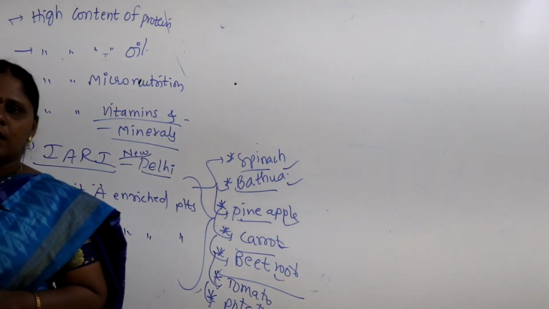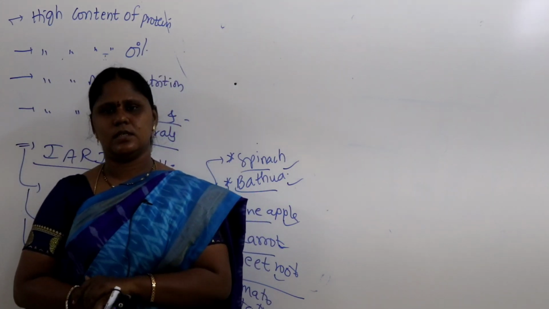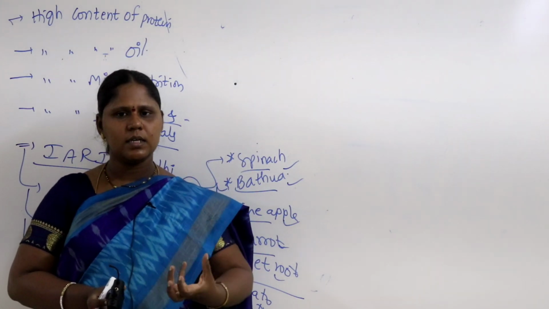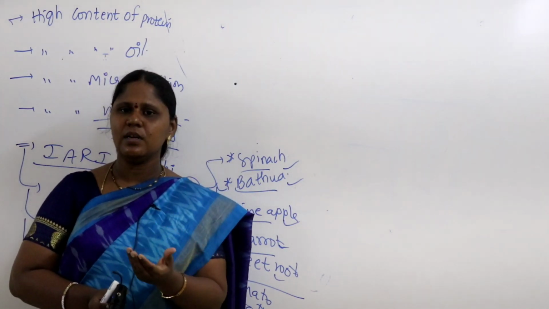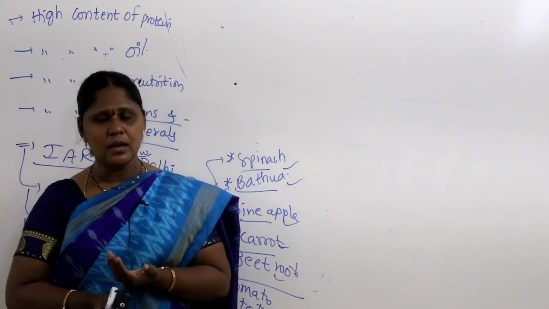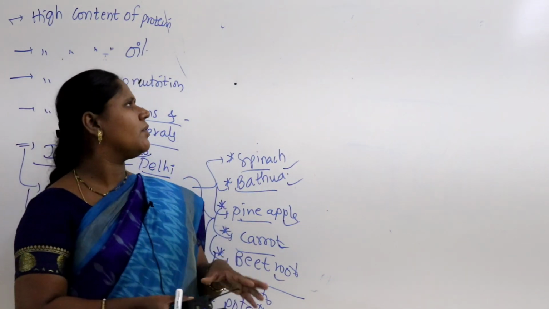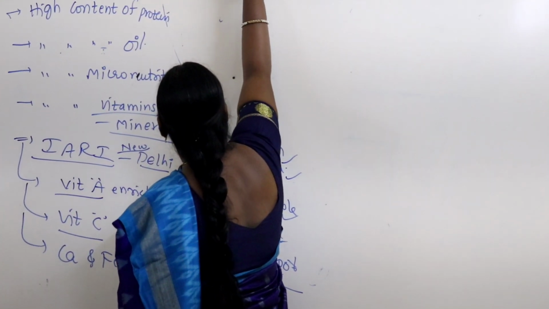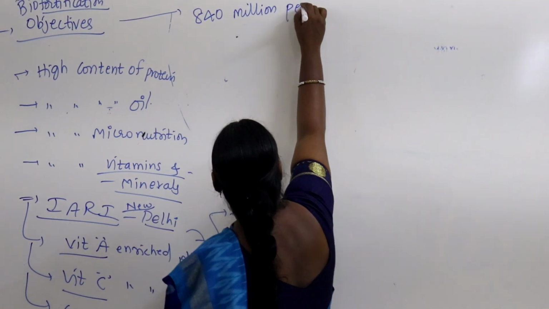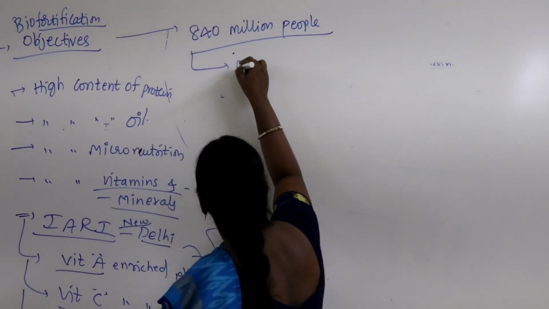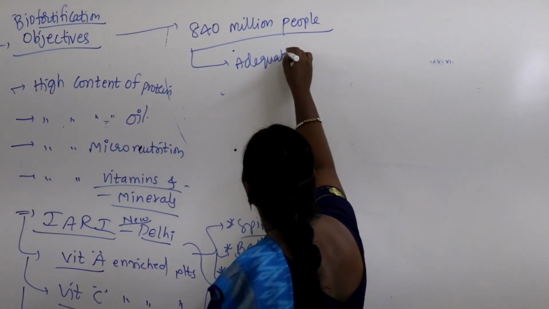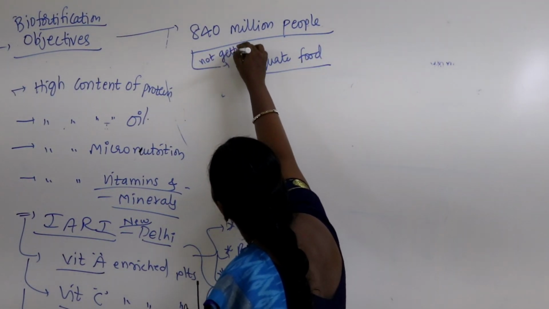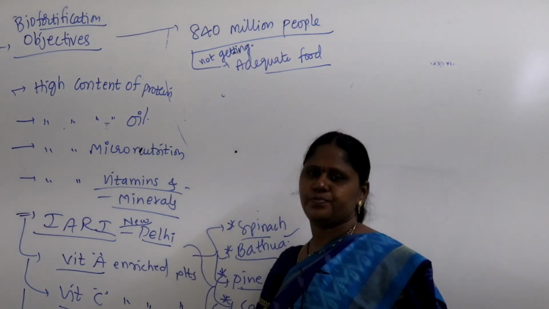Guys, you know the scenario of the world, with which we started our lesson, strategies for enhancement of food production. To increase food production, what strategies are being applied, being employed? If you look at the scenario, approximately across the world, 840 million people are not getting adequate food. What is the meaning of this?